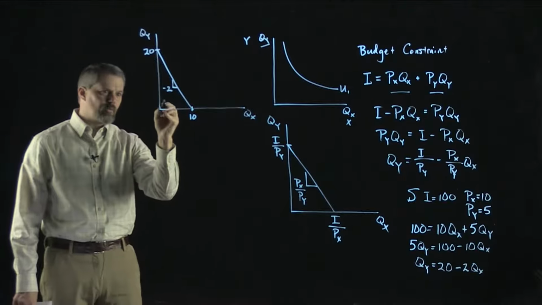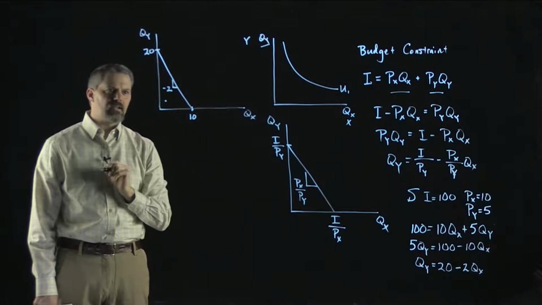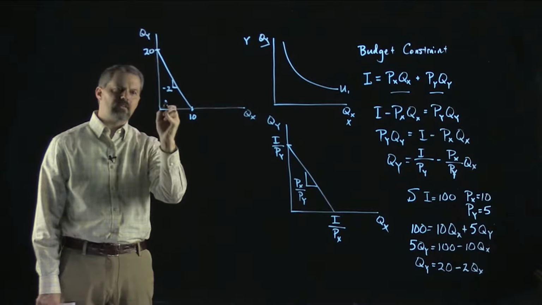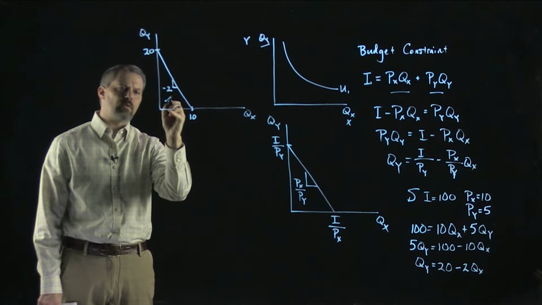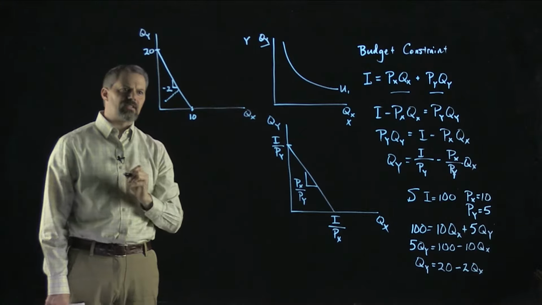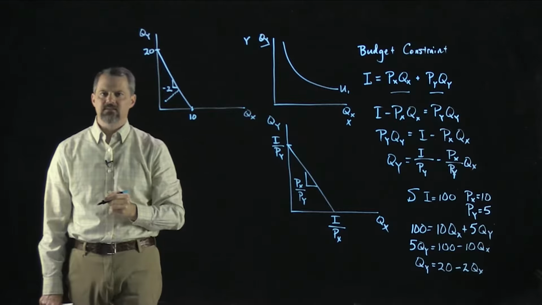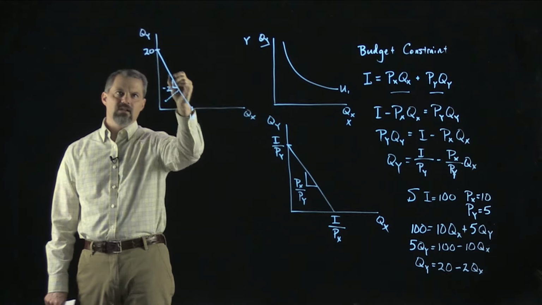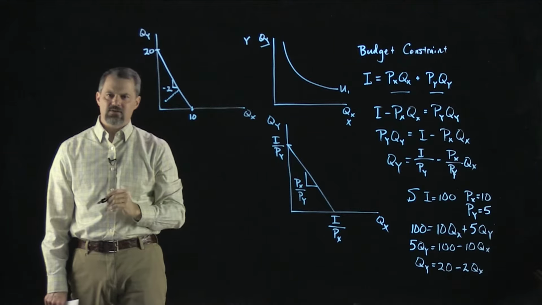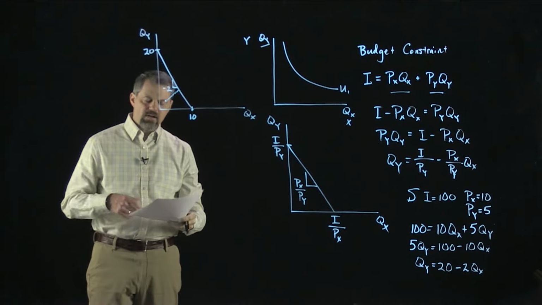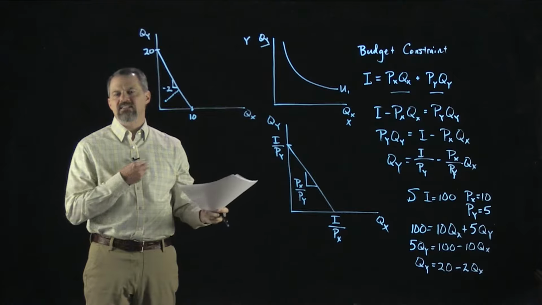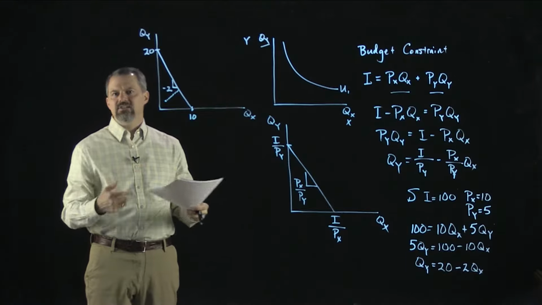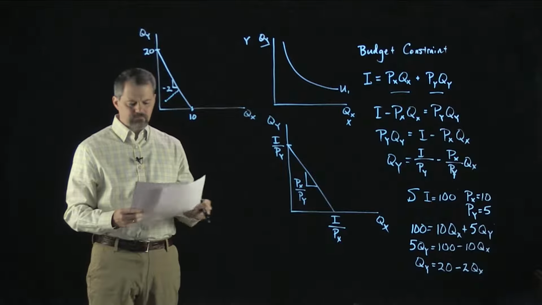Of course, the consumer could buy a bundle right there, but that bundle doesn't exhaust their income. They wouldn't want to be at that bundle because they can afford bundles to the northeast. They can have more of both goods. So the consumer is going to end up at some point on that budget constraint. The question is, which point? And we're going to figure out the answer to that by combining this with our indifference curves.